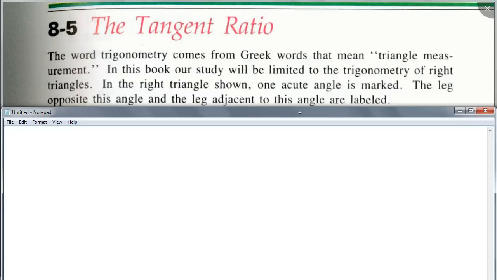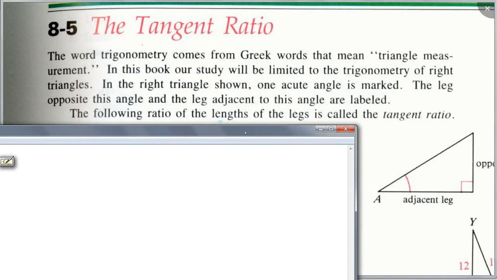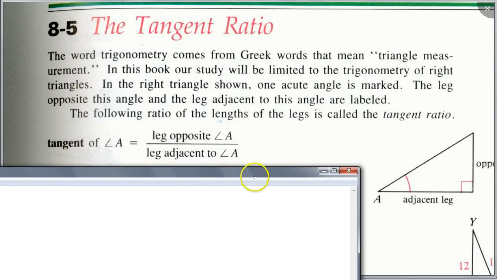The word trigonometry comes from the Greek words that mean triangle measurement. In this book, our study will be limited to the trigonometry of right triangles. In the right triangle shown, one acute angle is marked. The leg opposite the angle and the leg adjacent to this angle are labeled. The following ratio of the lengths of the legs is called the tangent ratio.